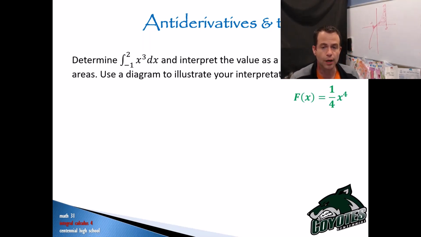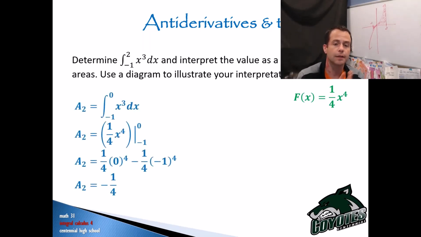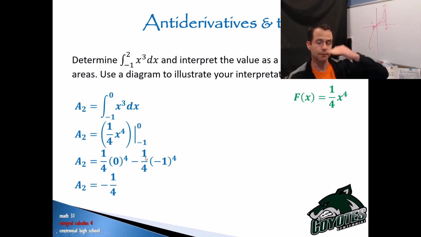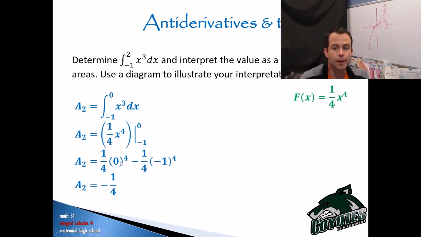Okay, and so I want to look at the first one. I went from -1 to 0. So from -1 to 0, the integral of x cubed is 1/4 x to the 4, and I'm going to evaluate that from -1 to 0. So I plug in 0, I plug in -1, and I figure that out, and that gives me an area of -1 over 4. Now I'm going to have the same conversation, but instead of going from -1 to 0, I'm going to go from 0 to 2.